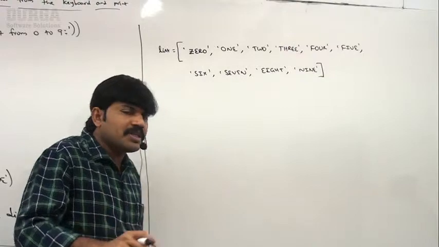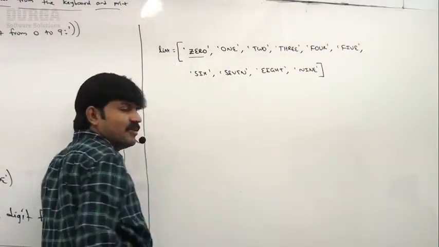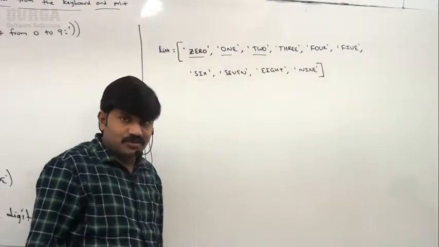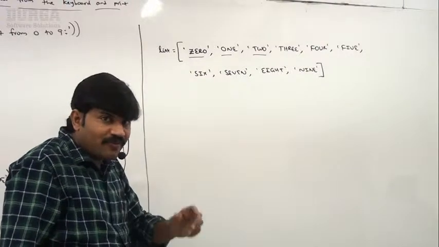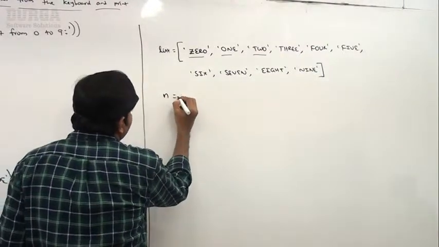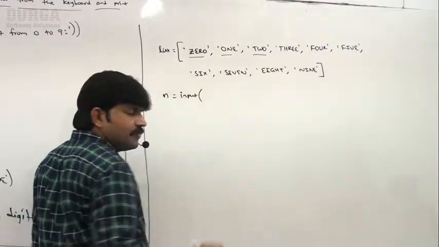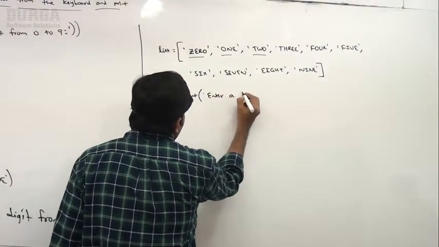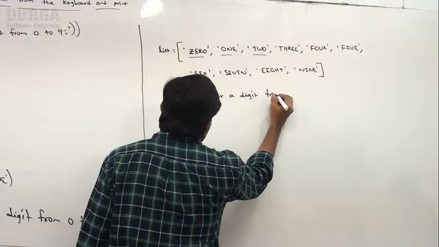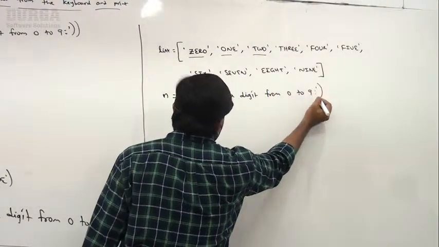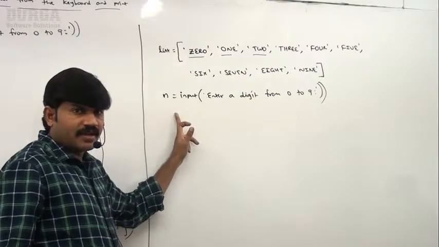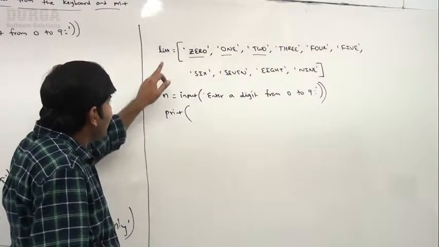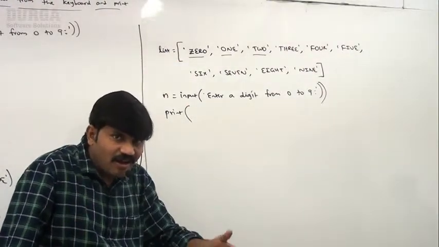Which element is present at index 0? 0. Which element is present at index 1? 1. Which element is present at the second index? 2. Okay, now observe. What I have to do is n is equal to input of "Enter a digit from 0 to 9". Now I got n. Now very simple, print. It is the list, right? It is the list of the corresponding index.